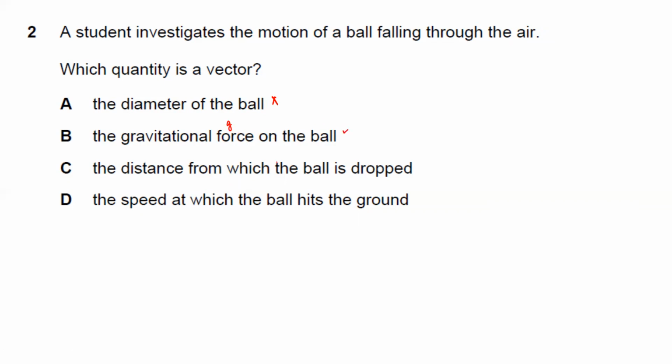Okay. Number C, the distance from which the ball is dropped. So distance, no, distance is a scalar quantity. The speed at which the ball hits the ground, no, the speed is again a scalar quantity. The velocity is a vector quantity. Similarly, in respect to the distance, the displacement is a vector quantity. So the answer is B.